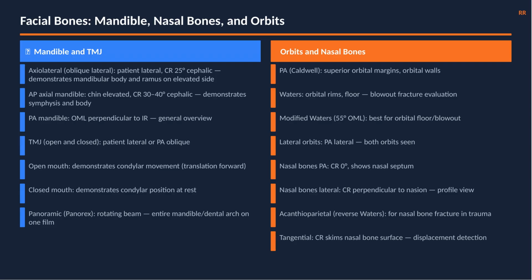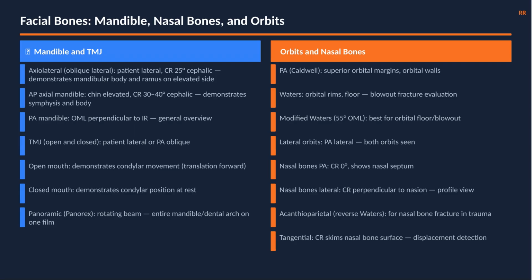Temporomandibular joints, TMJ, open and closed views taken for each joint. Lateral or PA oblique position. Open mouth, demonstrates condylar translation forward in the glenoid fossa, normal condyle movement. Closed, condylar position at rest. Panoramic, Panorex, the rotating beam system that captures the entire mandible and dental arch on a single image in one rotation. Orbits, Caldwell PA, superior orbital margins and walls.